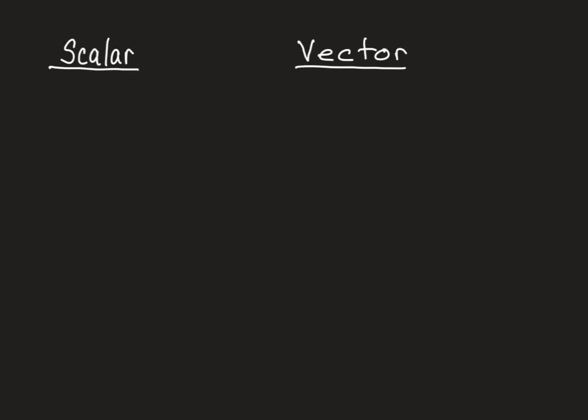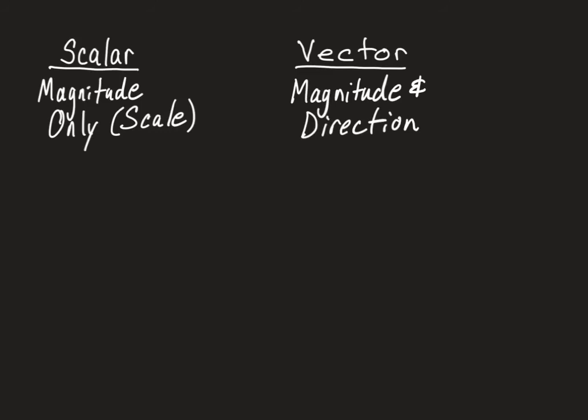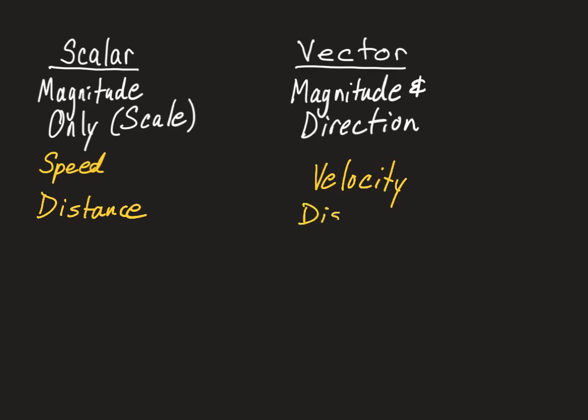To recap, a scalar has magnitude only, or what we could call scale, thus the name, whereas a vector has magnitude and direction. Speed is an example of a scalar. If you add direction to it, you have a velocity. Distance is another example of a scalar, but if you add a direction to it, you have displacement. So a distance and a direction from the original position. And mass is also a scalar. If you accelerate that mass in a certain direction, you have a force.